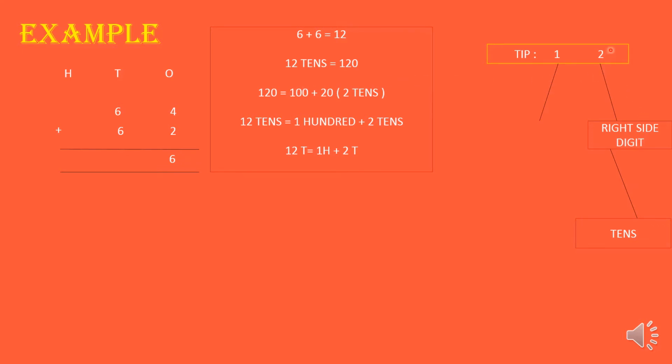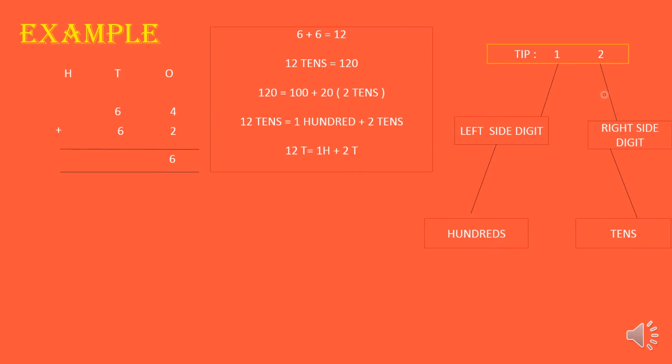Okay, always right side digit will be under tens column. Say with me, always right side digit will be under tens column. Okay, next one. Always left side digit will go up for carry over, or will be under hundreds column. Okay, understand this tip, children. This is simple to practice.